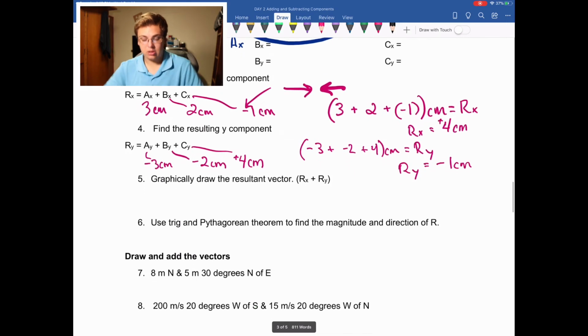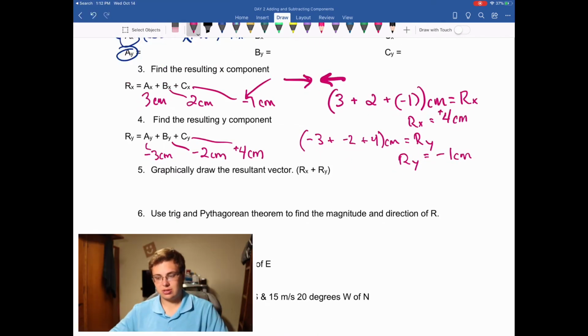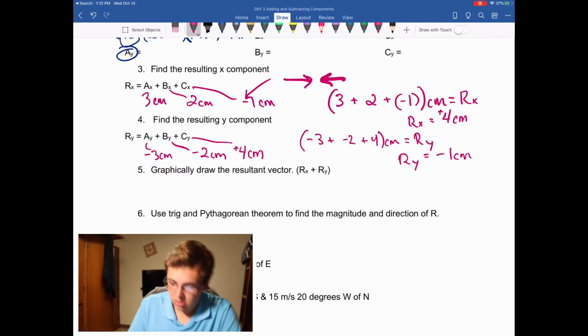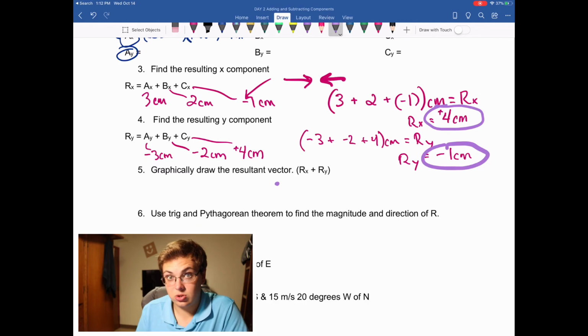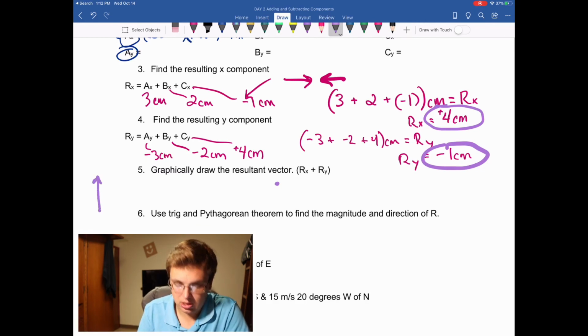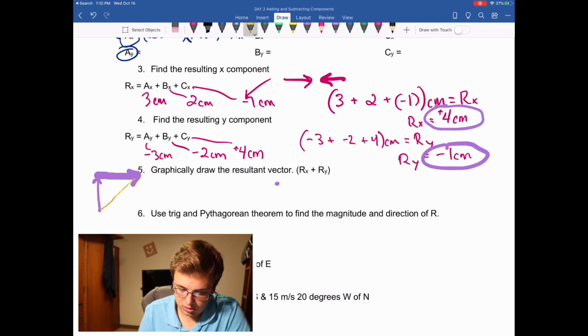So if we go down here, when it says graphically draw the resulting vector, we're going to go up here. We're going to see this says positive 4. It says negative 1. So we're going to start here. By the way, when we draw our arrows, we're always going to go tail to tip. That little arrow head is the tip, then tail to tip. So tail to tip, always. And then we'll draw our resultant vector in between them.